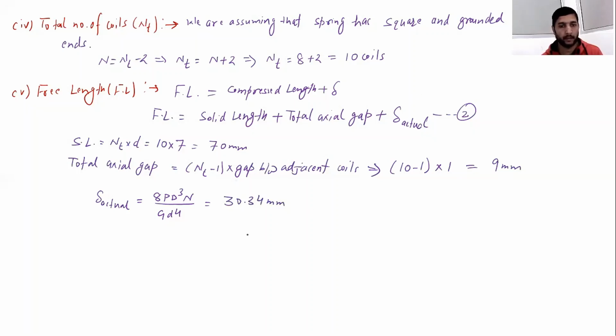ठीक है ना, हमारे पास जो given था that was approximate, but हमने actual निकाल दिया. Actual is coming 30.34. तो हमने सब चीजें निकाल दी.